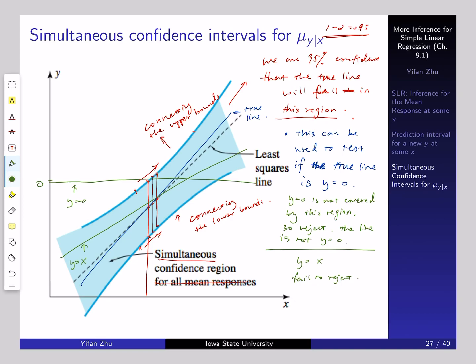and you will conclude that it is plausible that the true line is y equals x. This is what you can do with the simultaneous confidence intervals and the confidence region you obtain from them. So it is about a bunch of intervals containing the whole true line, because you're constructing infinite confidence intervals for an infinite number of x at the same time. That literally means that you're constructing a confidence interval for the whole true line.